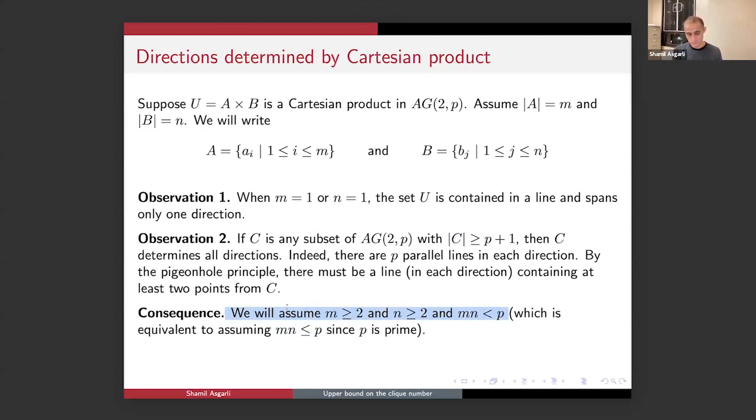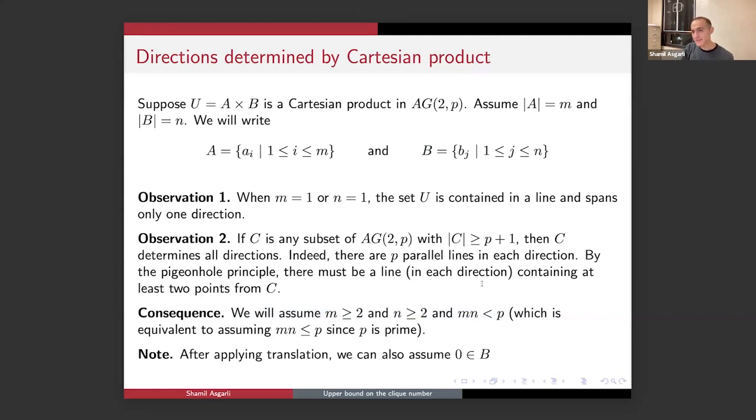So we're looking at a Cartesian product of A and B. A and B each have at least 2 elements. And the product of the cardinality of A with the cardinality of B is less than p.